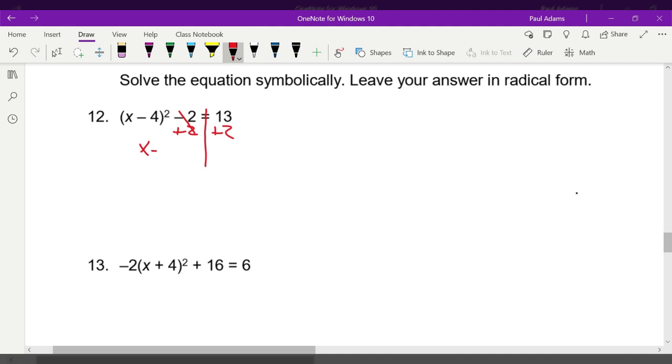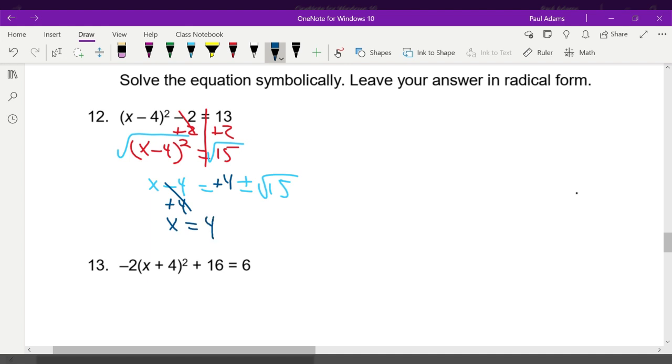You're going to get x minus 4 quantity squared equals 15. Take the square root of both sides. You're going to be left with x minus 4 is equal to plus or minus the square root of 15. And then finally, add the 4. You're going to get x equals 4 plus or minus the square root of 15. And that is leaving it in radical form because you cannot take the square root of 15 evenly.